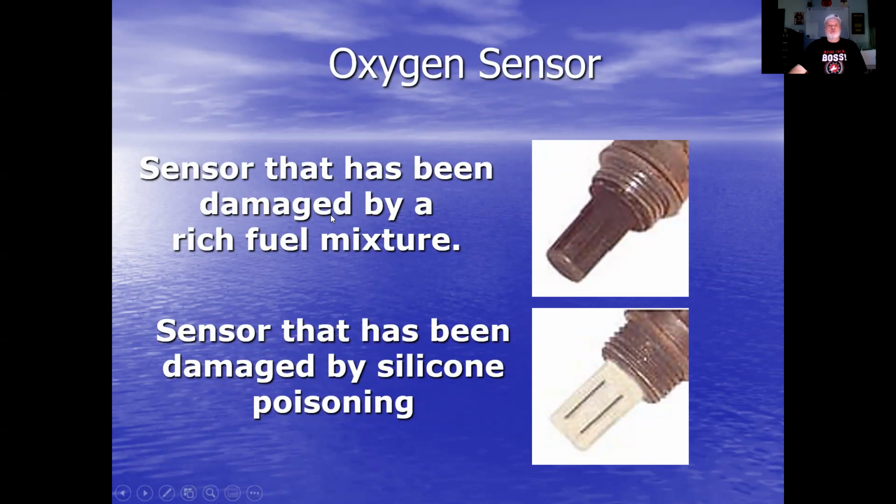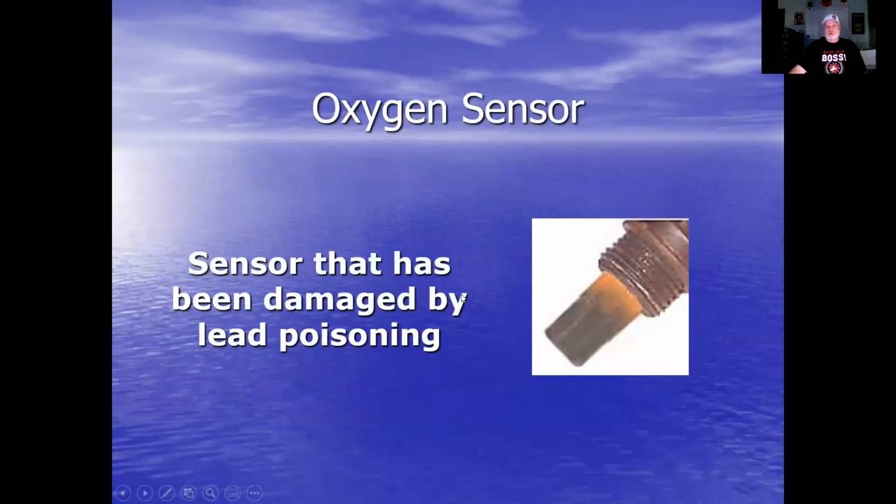Sensors that have been damaged by rich air-fuel mixture. You end up having that rich mixture coming through, and it can only handle it for so long. This sensor here has been damaged by silicone poisoning. This one's been damaged by lead poisoning. Of course, I haven't seen that in a while, not lead in our gas like there was back when we were growing up having a blast with stuff. And have you noticed gas smells really bad now, if you're as old as I am? There was a time, younger, when it kind of smelled good.